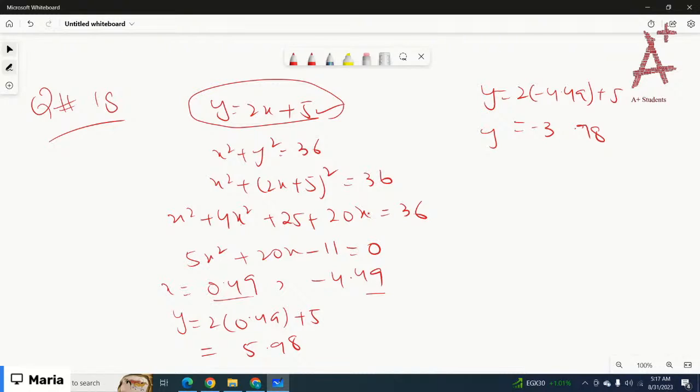So that means the points of intersection are 0.49 and 5.98. The other one is negative 4.49 and negative 3.98. These are the 2 points of intersection, right?